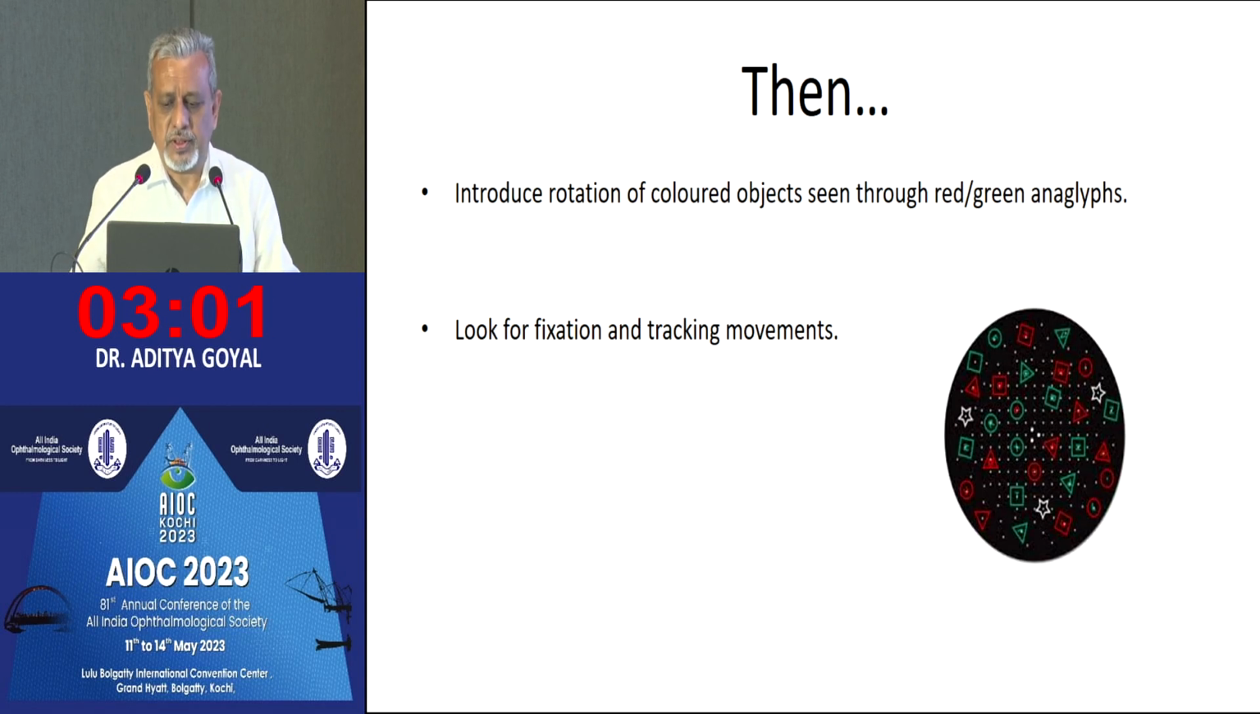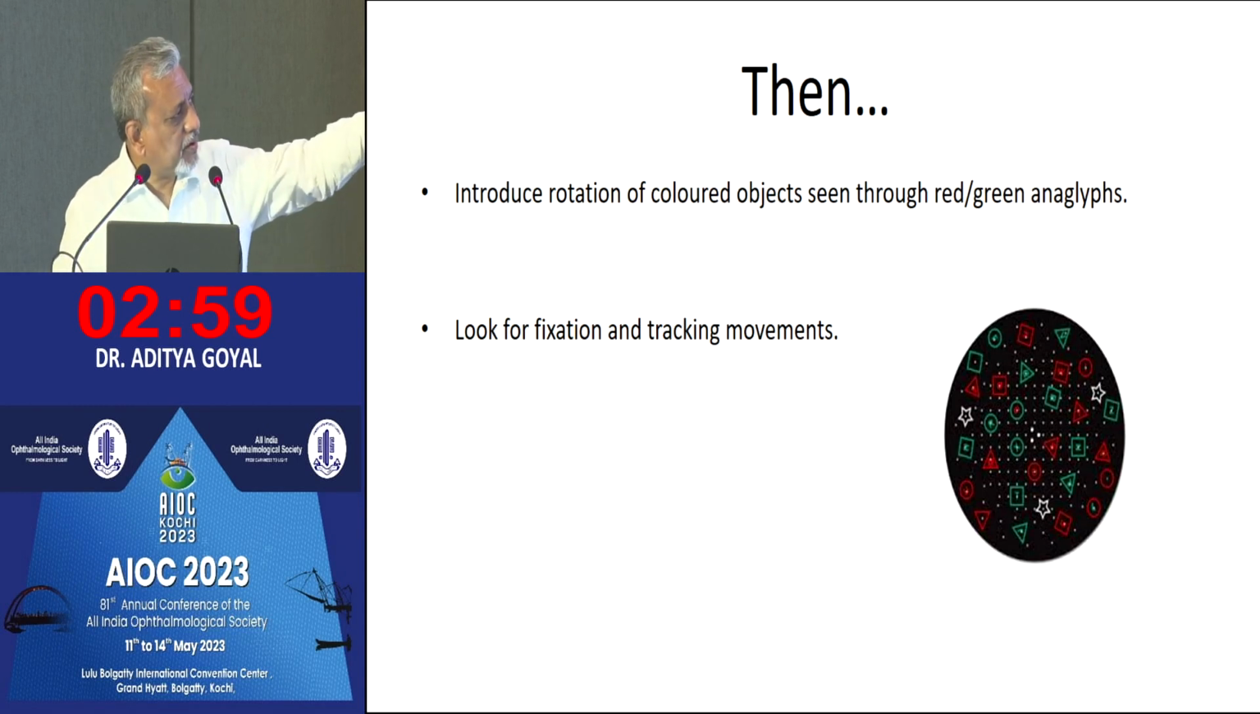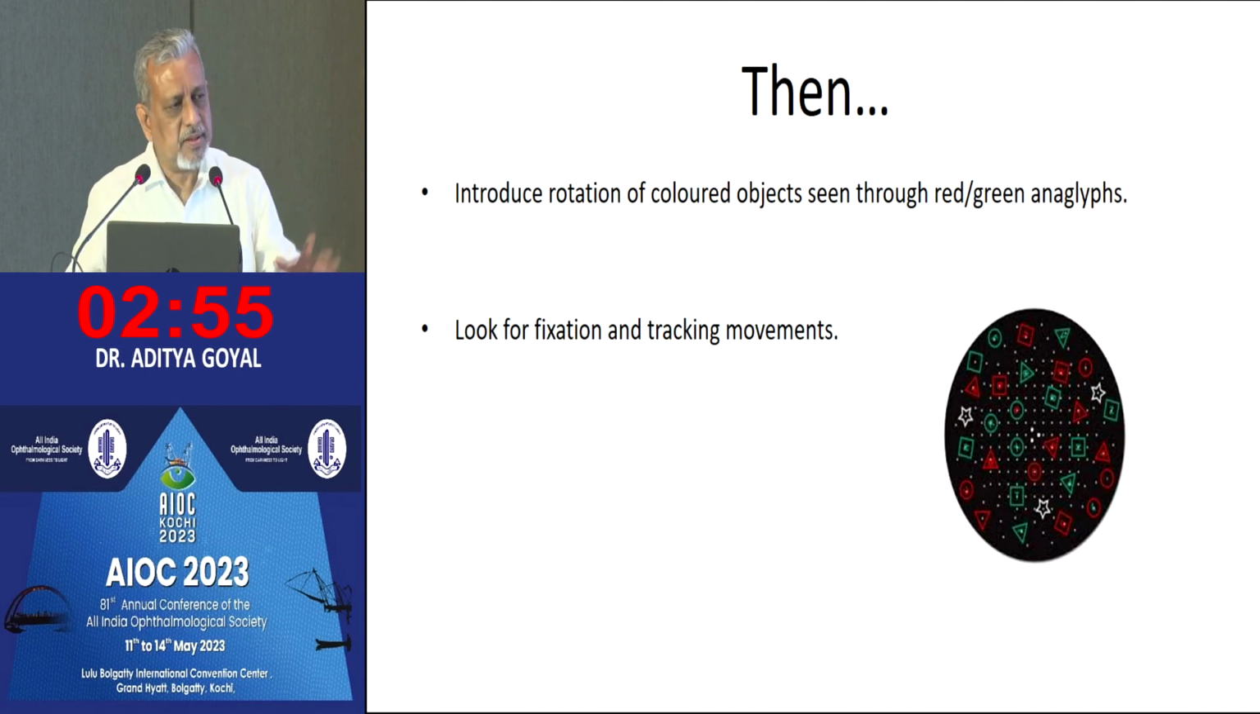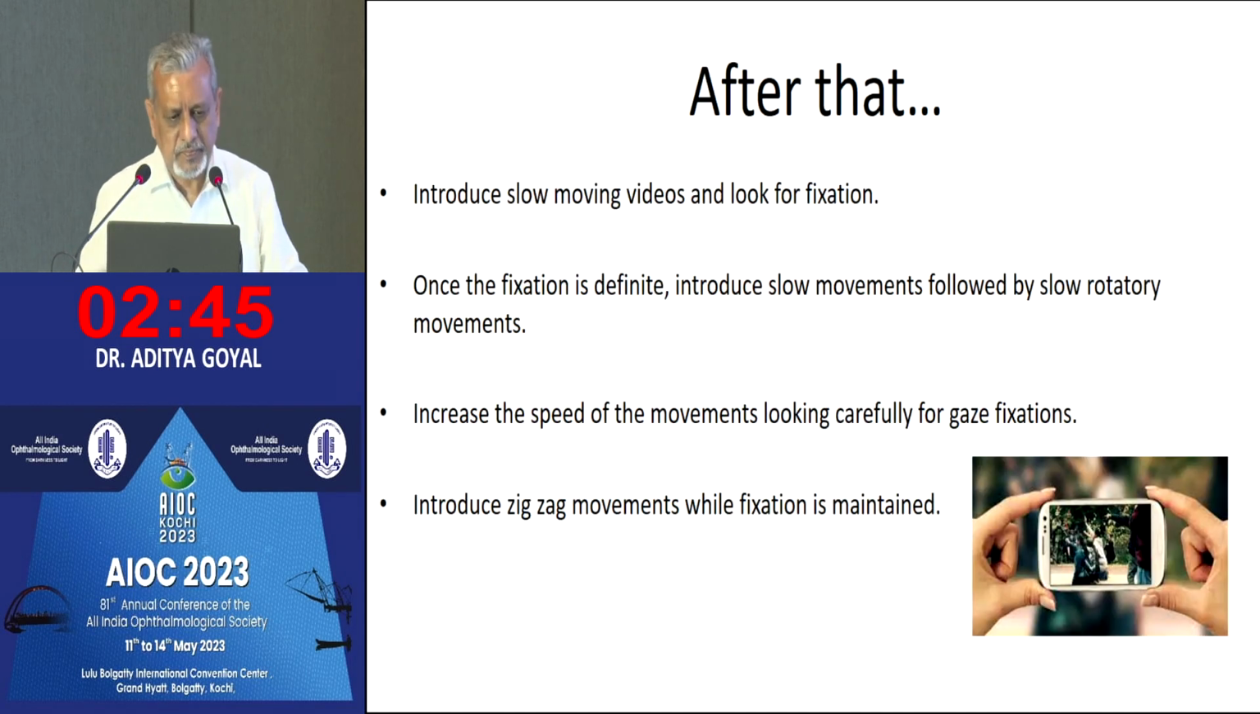Then we use the rotator like that. So as you can see, it has white, green, and red objects made in that. So you could use anaglyphs, that is red and blue glasses or red and green glasses, and then track the eyes. We like to use a lot of mobiles, so we use slow moving videos.